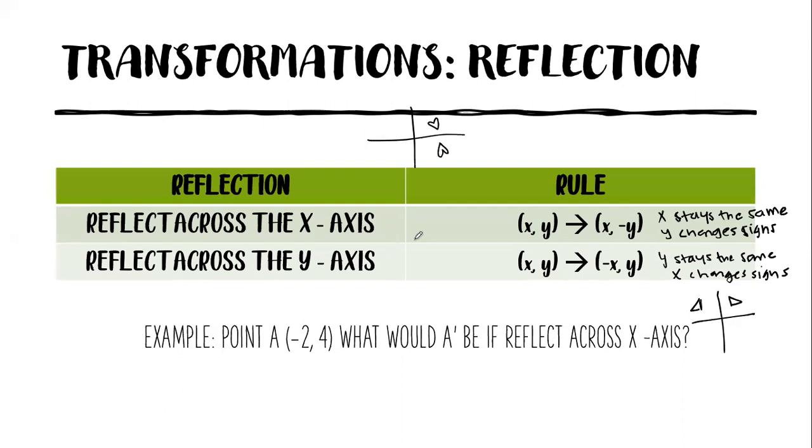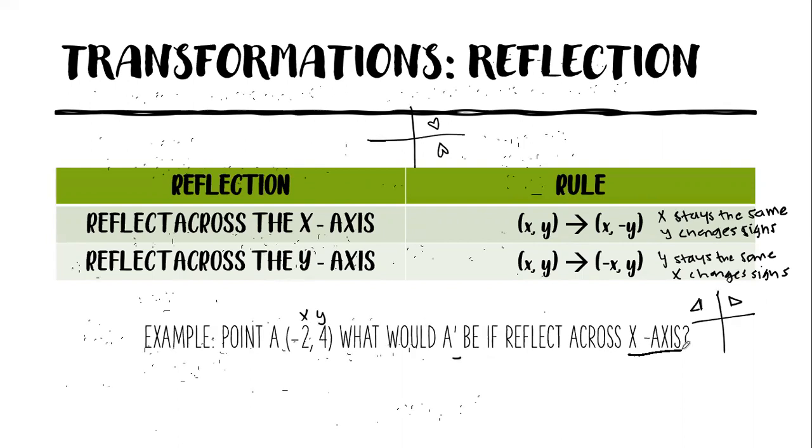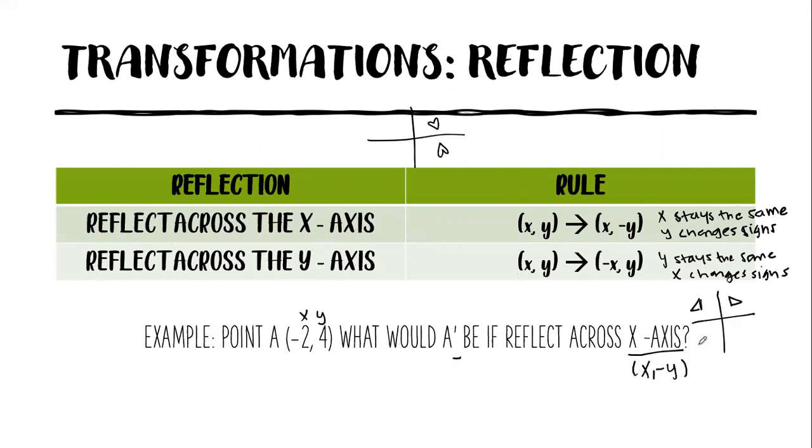So if point A was at (negative 2, 4), this is the x, this is the y. What would A prime be if it was reflected across the x-axis? My rule for that is (x, negative y). x stays the same, y changes signs.